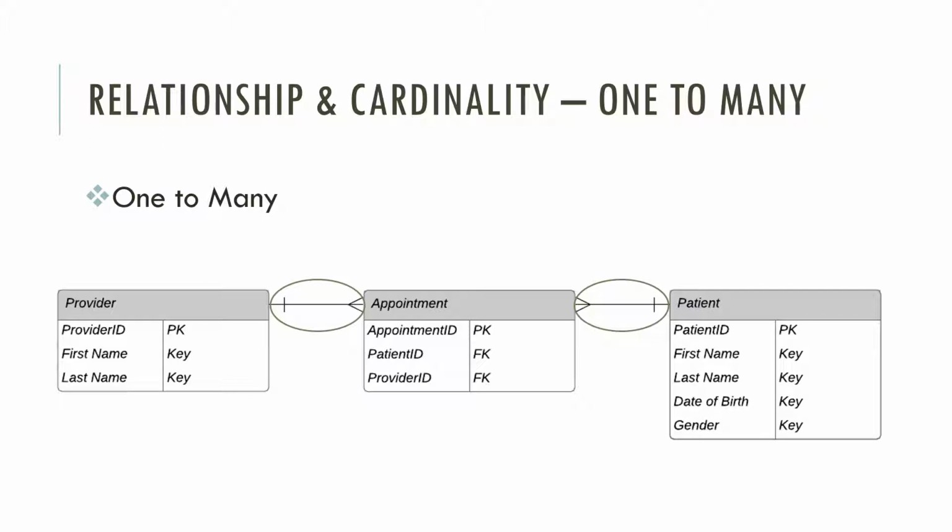You also notice here under the appointment table that the appointment ID is the primary key, but the patient ID from the patient table and the provider ID from the provider table are listed as foreign keys.